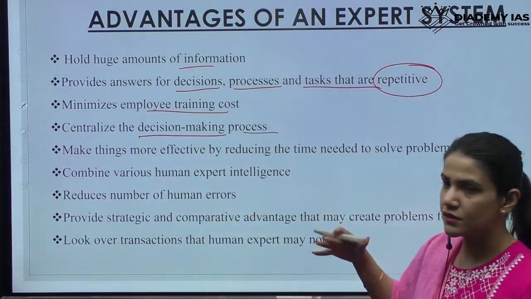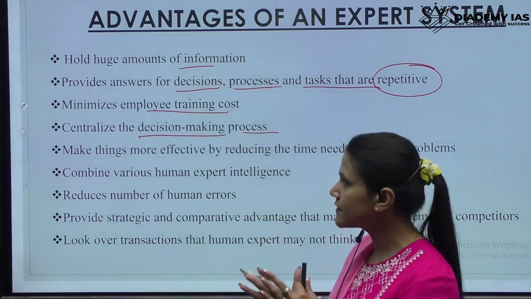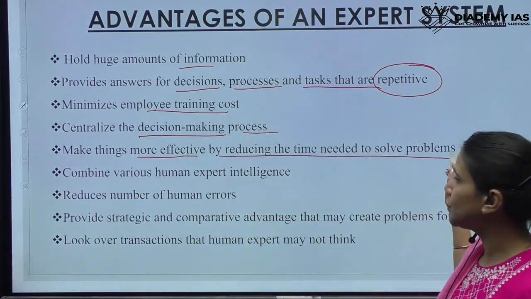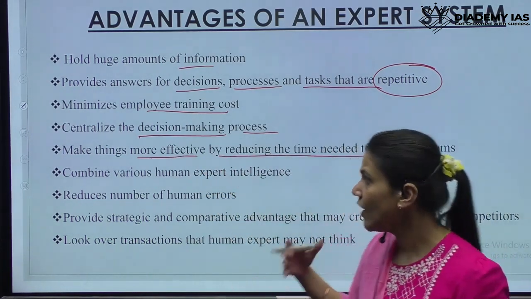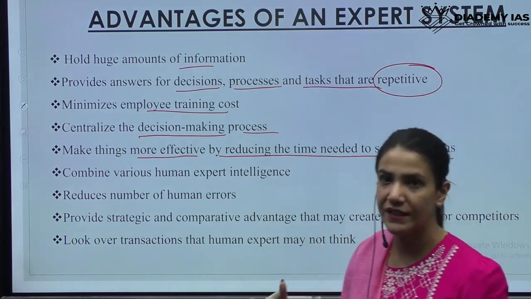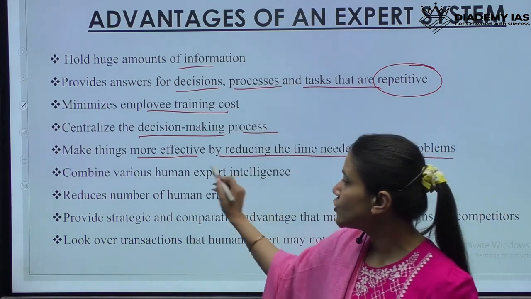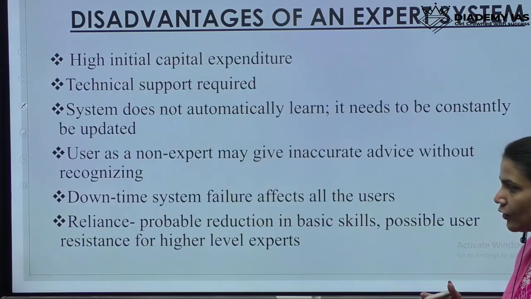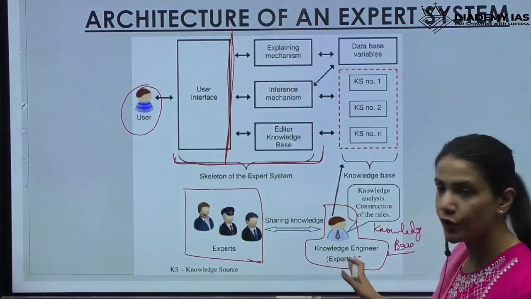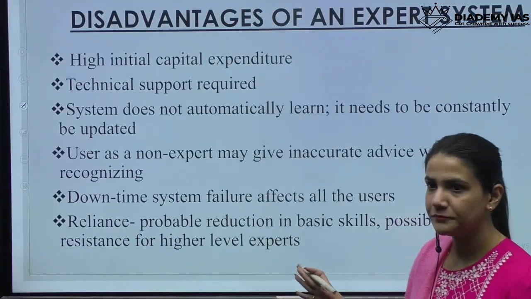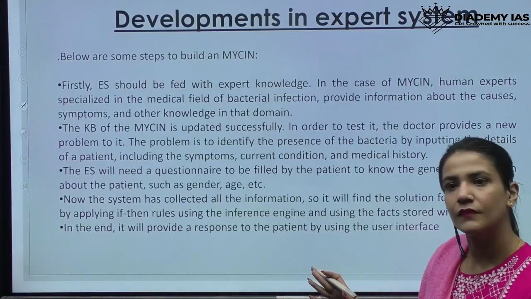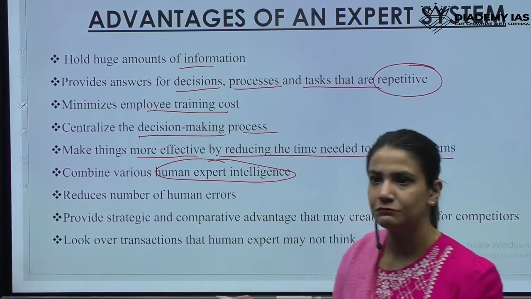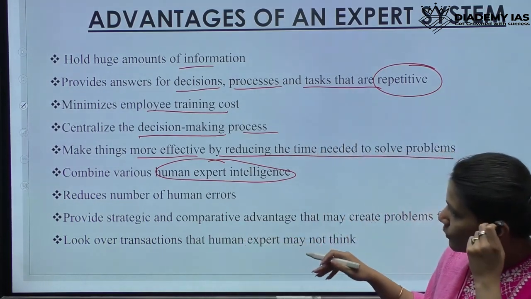It centralizes the decision-making process. The decision-making process is very concrete, so it centralizes the entire decision-making process. It makes things more effective by reducing the time needed to solve problems. It makes everything very effective, definitely by reducing the time. So there is no wastage of time, for sure. It combines various human expert intelligence, right? It combines all the human expert intelligence we have seen. They get the entire information from all the experts and the knowledge engineer. So for sure, it combines various human expert intelligence.